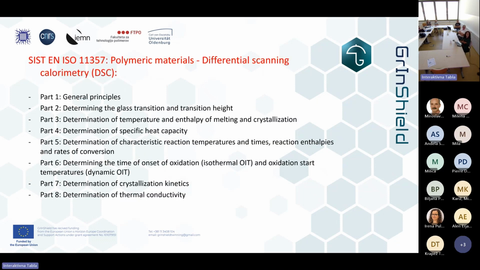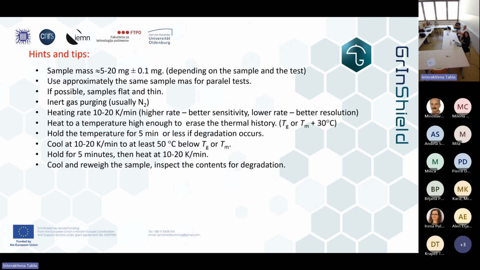For DSC measurement of polymeric materials, we usually follow the standard ISO 11357. There are 8 parts of it, and all determine different things.